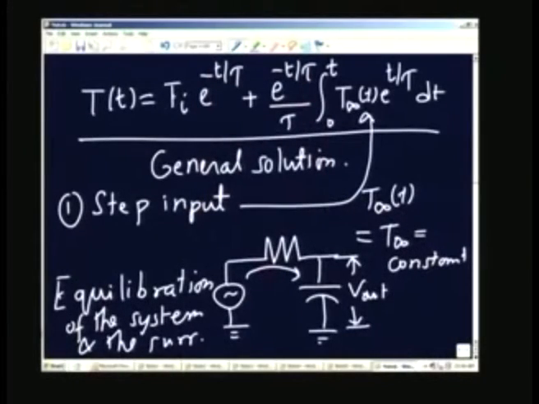So, let us look at the way we are going to get the solution to the problem. All I am going to do is to use the general solution here. I am going to put T infinity equal to a constant. So this will be replaced by a constant value T infinity, and all I have to do is to obtain this integral, and then I will be able to get the solution to the problem. Let us look at that one.